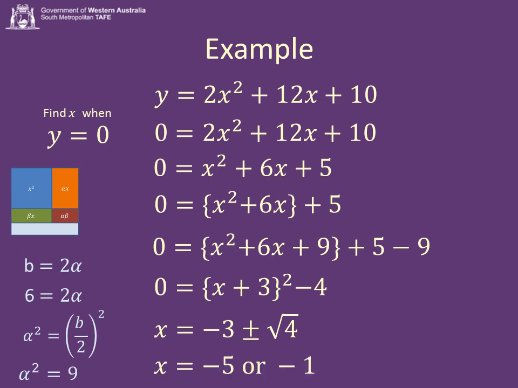In other words, minus 5 or minus 1. That's the same answer we got before. This method is called completing the square. The advantage of completing the square is that it will always find solutions. There it is, it's correct.